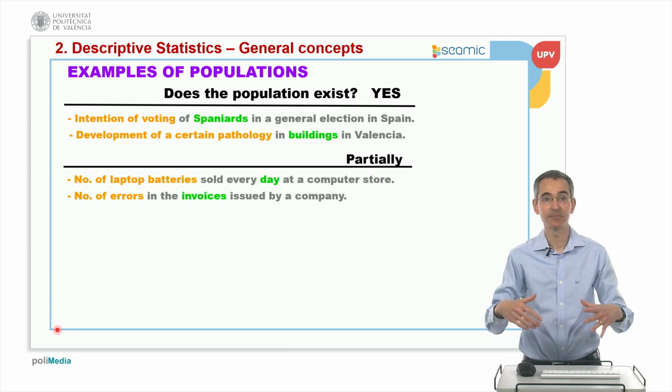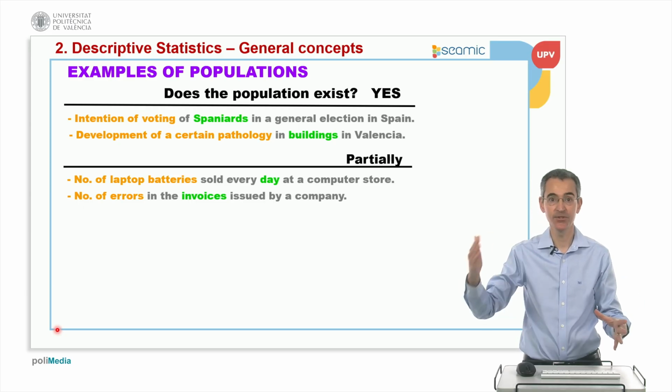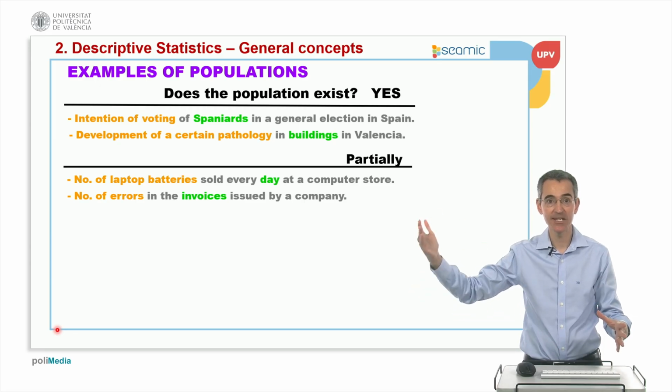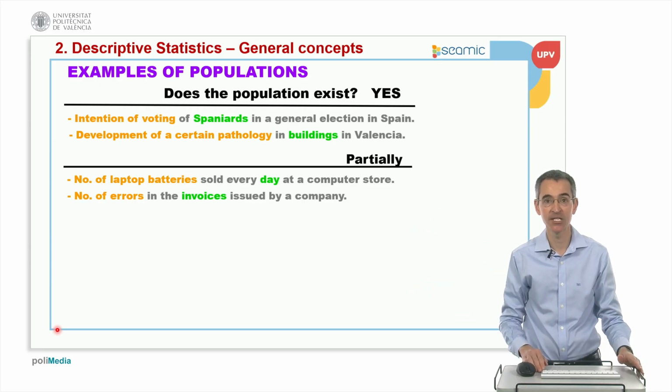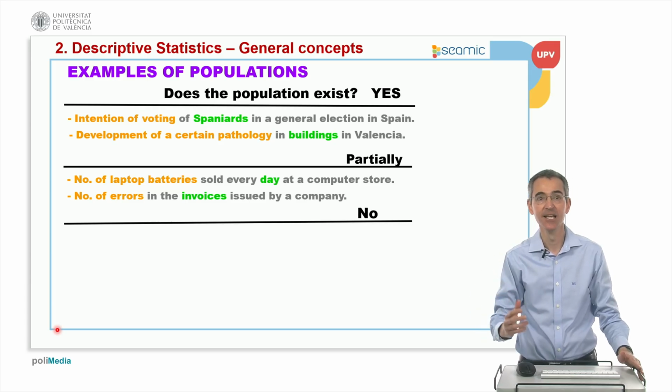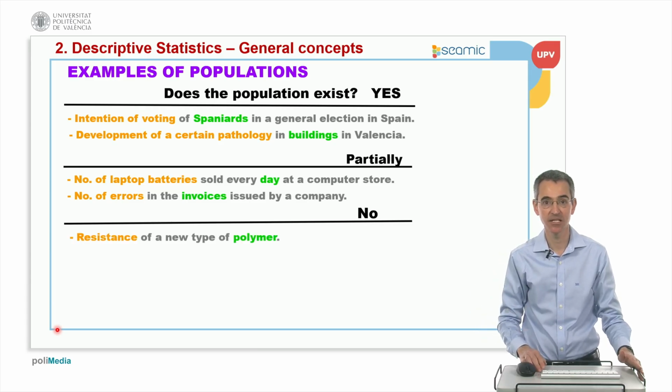Or, for example, the number of mistakes or errors that we can find in the invoices issued by a company. Again, we can have the set of all invoices up to today, but in the future, new invoices will be generated. So these future invoices are also part of the population, and this is why we say that the individuals just exist partially. But even more surprisingly, sometimes the population does not exist.